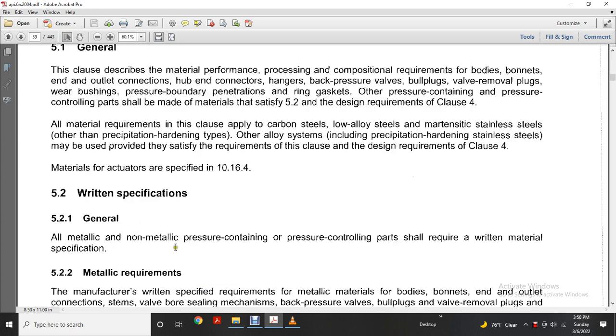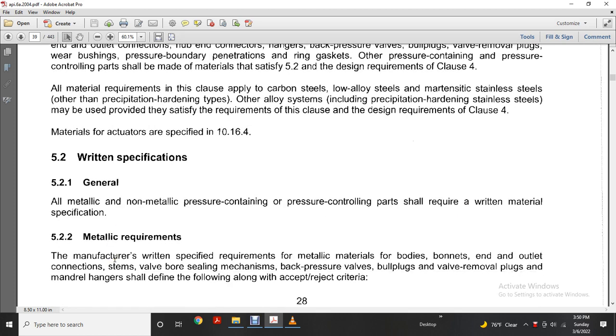5.2.4 Written specification, general. All metallic and non-metallic pressure containing or pressure controlling parts shall require a written material specification. Metallic requirements: the manufacturer's written specified requirements of metallic materials for body, bonnets, and the outlet connection, stem, valve bore sealing mechanism, back pressure valve, bull plug, valve removal plugs, and mandrel hangers shall define the following along with the acceptance and rejection criteria.